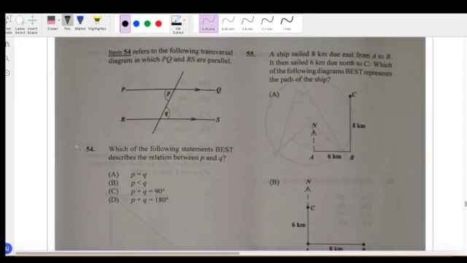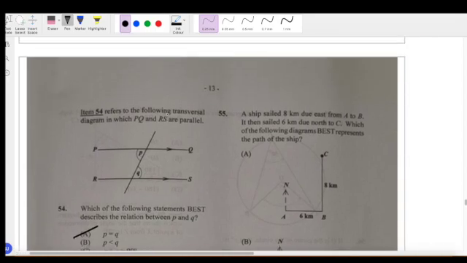Item 54 refers to the following transversal diagram in which PQ and RS are parallel. Which of the following statements best describes the relation between P and Q? Oh, well, P is equal to Q. These are alternate angles. Alternate angles are equal.